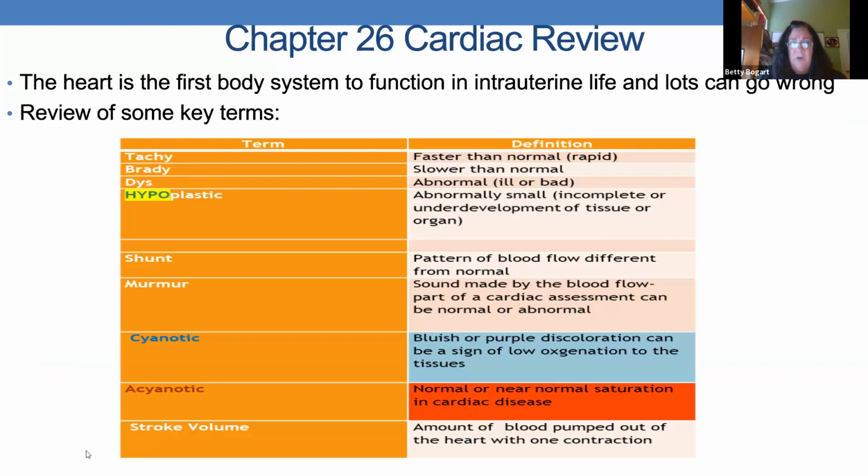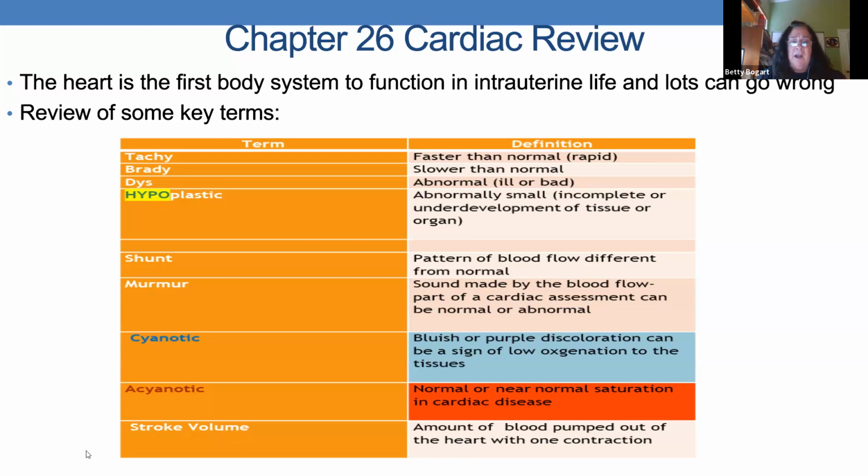Now, there are some terms that you need to know. Tachy means fast, brady means slow. Dys is like abnormal, like dyspnea, difficulty breathing, right? Hypoplastic means abnormally small or underdeveloped. We hear that in cardiac with a hypoplastic left heart. That's when the left ventricle is hypoplastic, small, and it doesn't function.